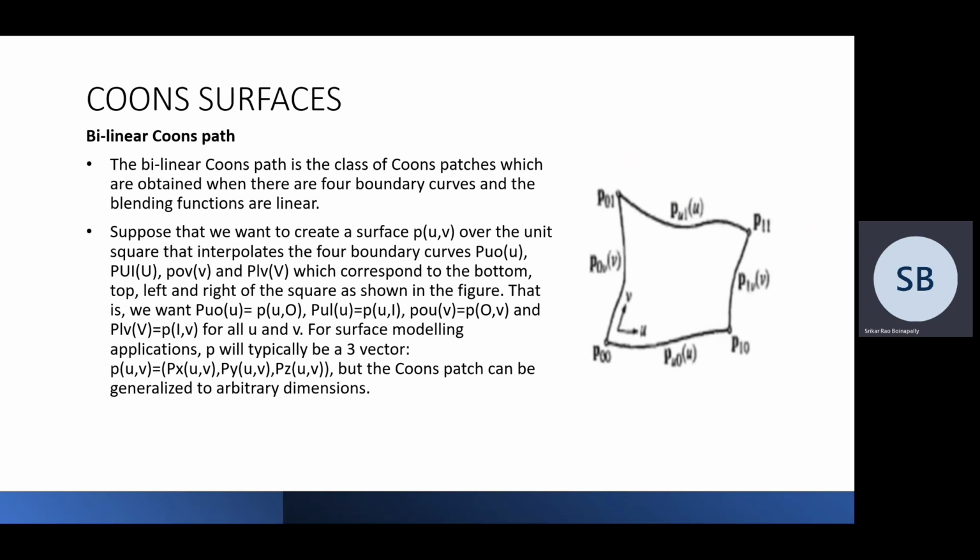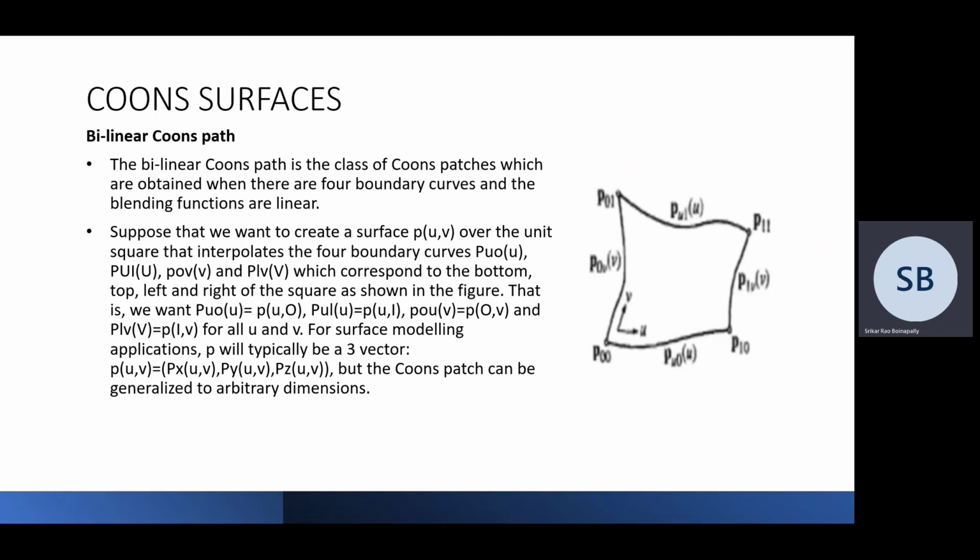Next comes the bilinear Coons patch. Bilinear Coons patch is a class of Coons patches which is obtained when there are four boundary curves and the blending functions are linear. Suppose that we want to create a surface P of u comma v over the unit surface that interpolates the four boundary curves P u0 of u, P u1 of u, P 0v of v and P 1v of v, which correspond to the bottom, top, left, and right of the square as shown in the figure.